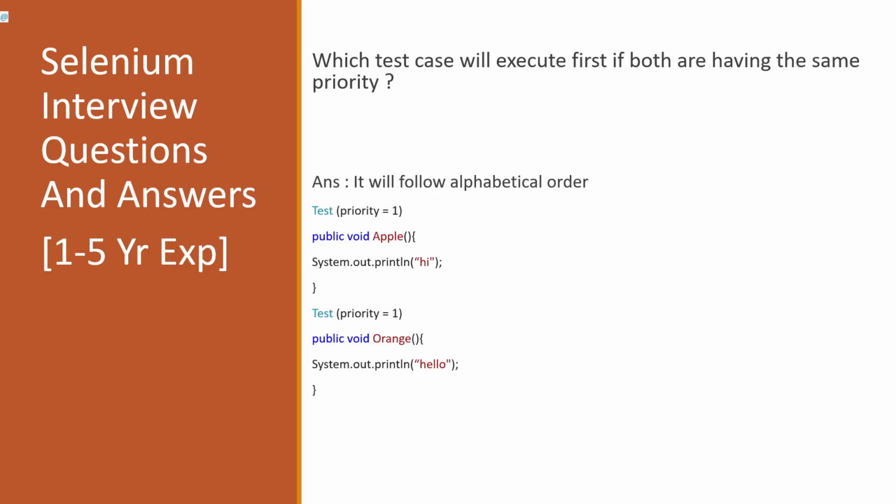The next question would be, which test case will execute first if both have the same priority? I have already given this snippet. Test priority is equal to 1, and this is also one of the tests with the same priority. In that case, which test case will execute first? It will execute based on alphabetical order. As A comes before O, obviously this particular method will execute first and it will print the high message.